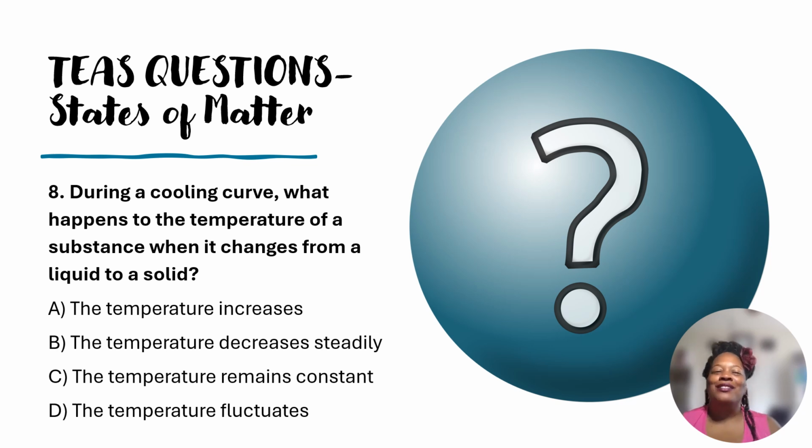And our last question. During a cooling curve, what happens to the temperature of a substance when it changes from a liquid to a solid? Is it A, the temperature increases, B, the temperature decreases steadily, C, the temperature remains constant, or D, the temperature fluctuates?